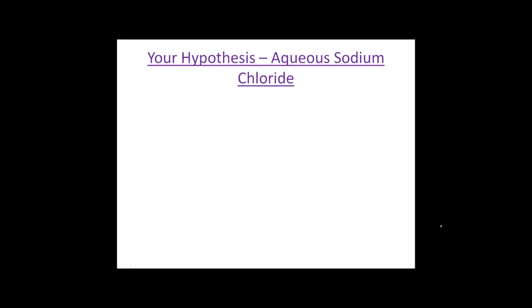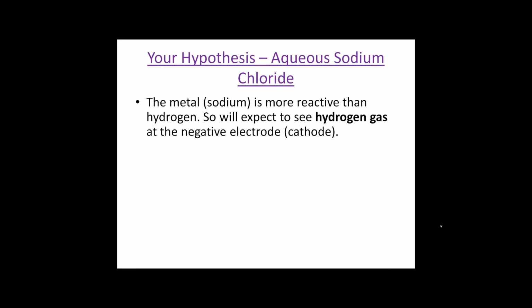So an example for aqueous sodium chloride. The metal, sodium, is more reactive than hydrogen, so you'd expect to see hydrogen gas at the negative electrode. So you would say, for my hypothesis, I would expect to see hydrogen gas at the negative electrode because, and then explain why sodium is more reactive than hydrogen, therefore talk about the movement of the ions.